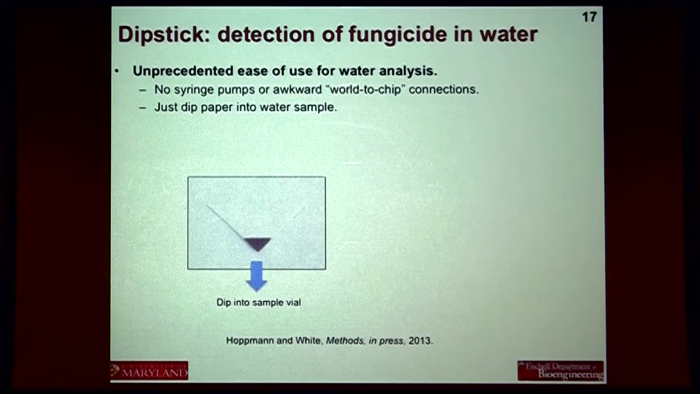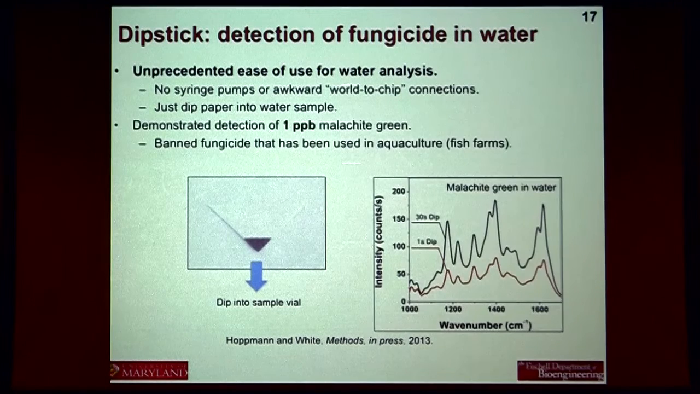A very simple example, we make a sensor that looks like this. Here you've got nanoparticles printed here. And again, going after that fungicide that is regulated for fish farm applications, dip it in water, and this is 1 ppb, and you can very easily see it. So we can actually get below the parts per billion level for this particular fungicide, just by, again, dipping it straight in the water and detecting it.